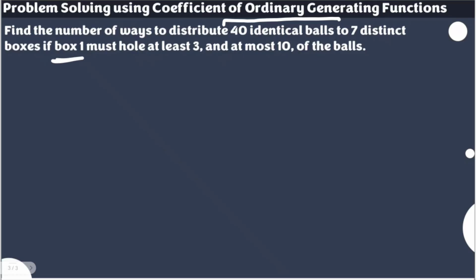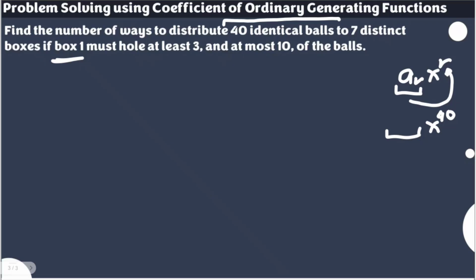Let's try to solve this using ordinary generating functions again. You have here a sub r, x to the power of r. You're going to solve for a sub r, the number of ways of distributing or selecting r objects in this manner using ordinary generating functions. That would mean we're going to solve for the number of ways to distribute 40 identical balls and identify the coefficient for that using again the ordinary generating functions. So how do we write this in that manner?